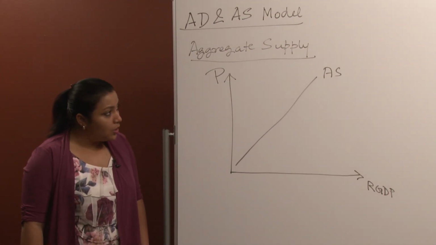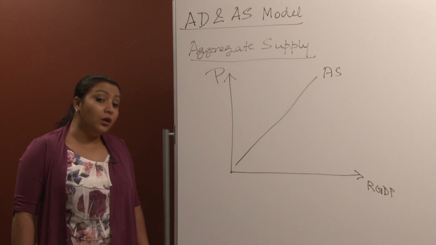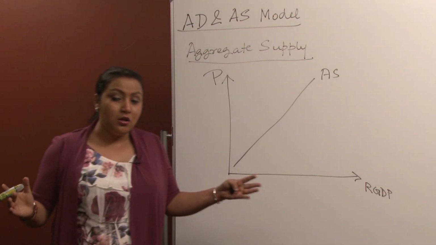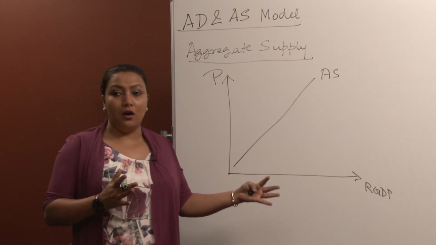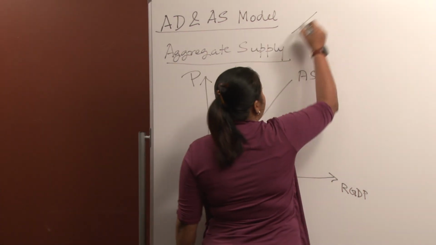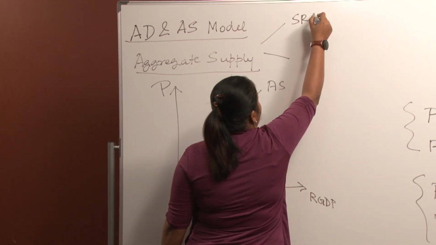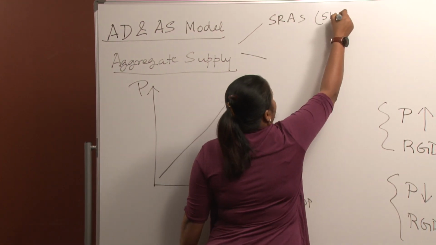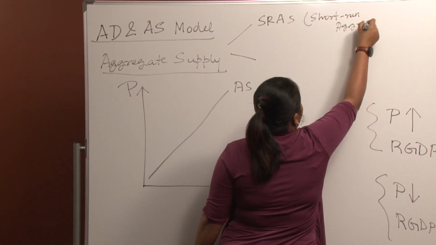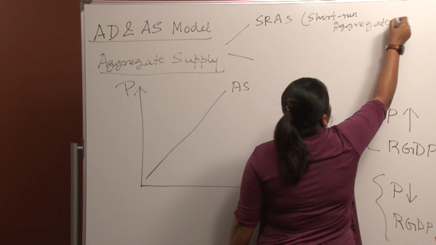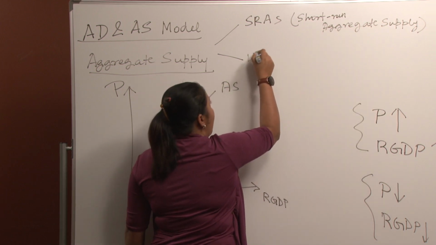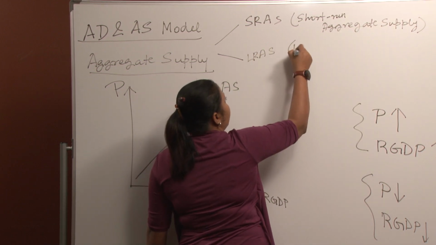Okay. Now, unlike the demand side, on the supply side, we distinguish between the short run and the long run. So, we have a short run supply curve and we have a long run supply curve. We have the SRAS, that is the short run aggregate supply, and we have the LRAS or the long run aggregate supply.